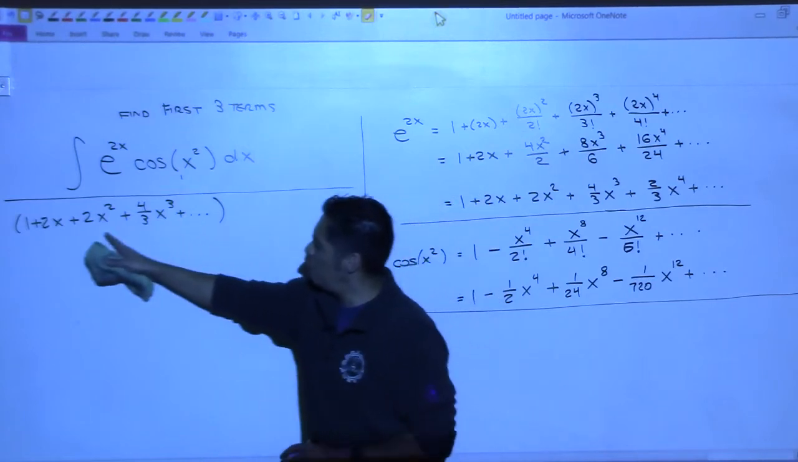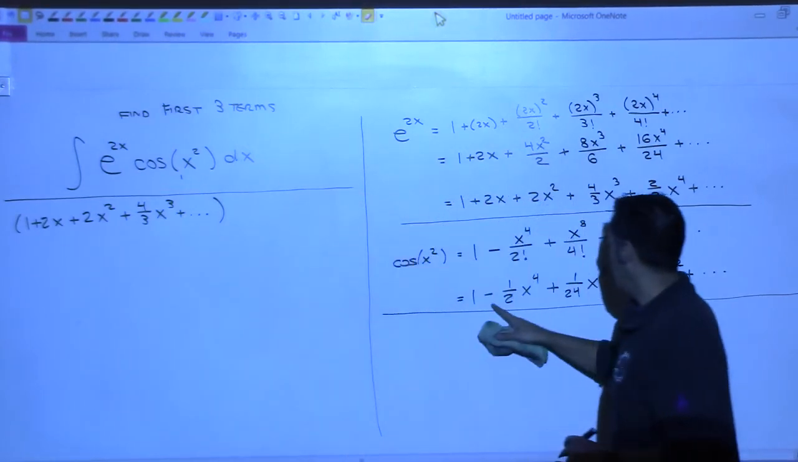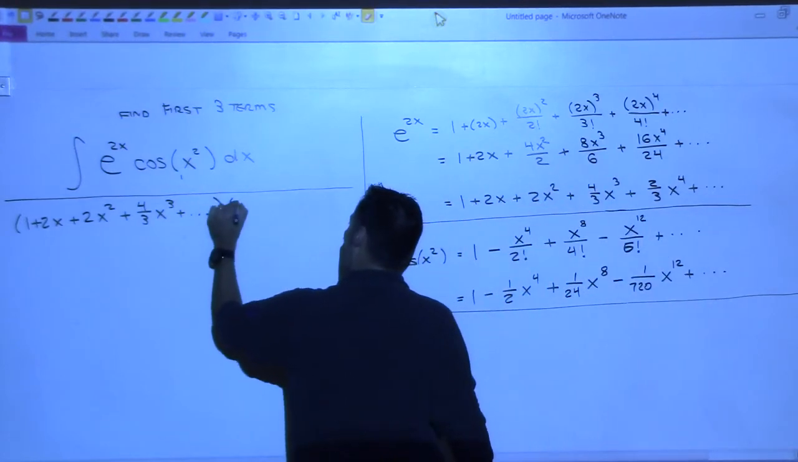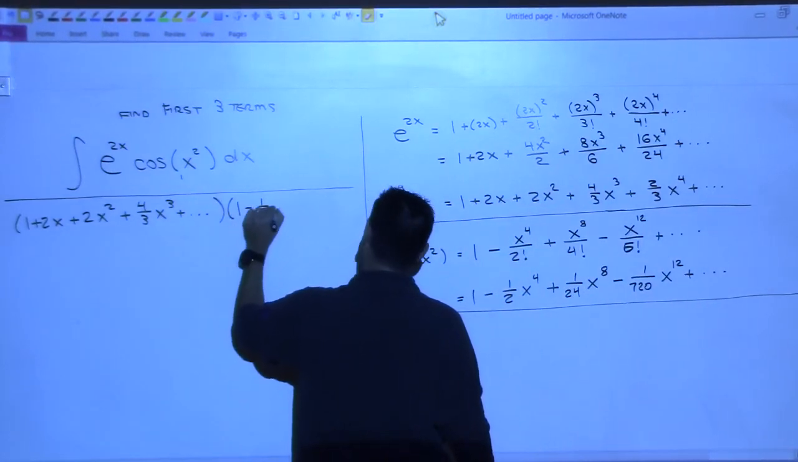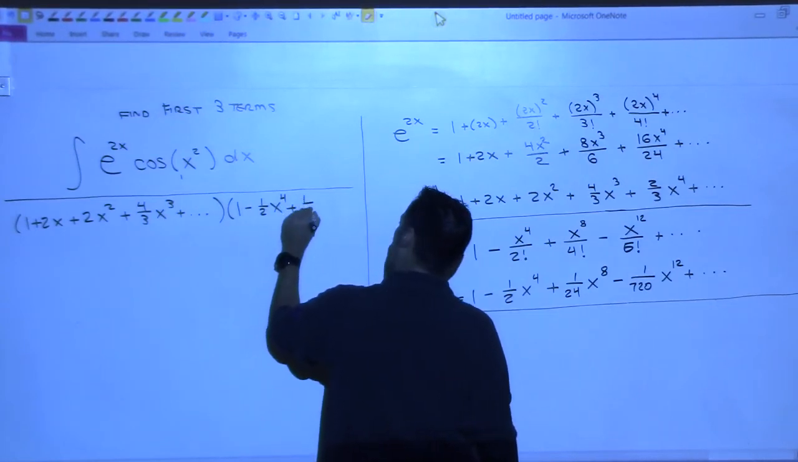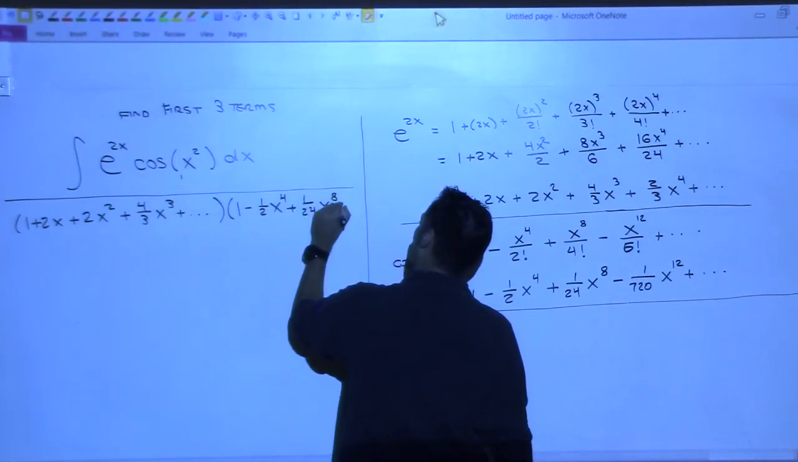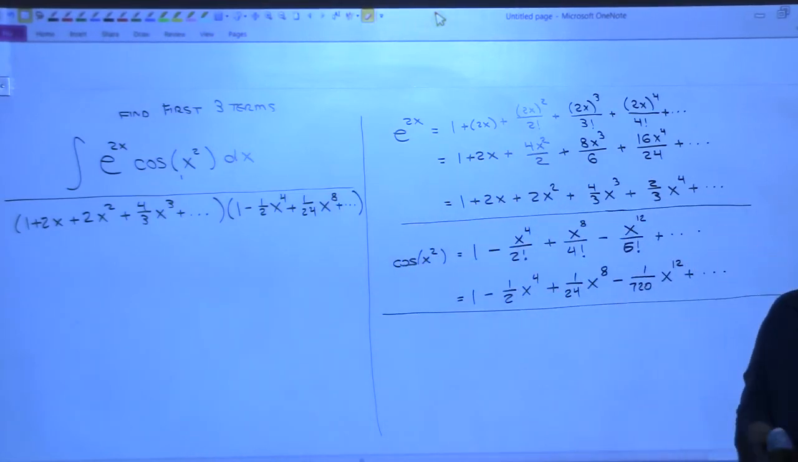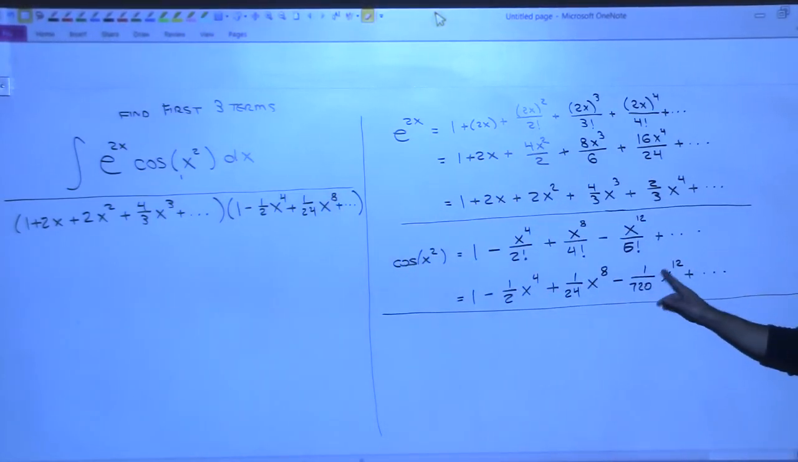So if I do the first four here, I should be good. And then here, I'm just going to do the first four, I guess. So times 1 minus 1/2 x to the 4th plus 1/24 x to the 8th. Let me just try the first three. I think I'll be okay with the first three. This one I'm not going to put in there. All right, you ready? Let's multiply.